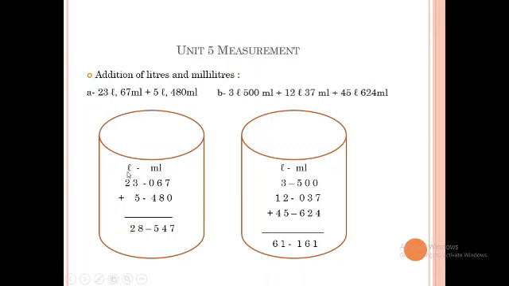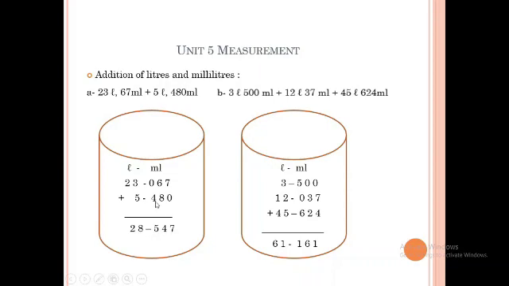So first make the column liters and milliliters. Our first quantity is 23 liter 67 milliliters. So in the column of liter it is 23, and 67 milliliters, and you know how to write 67 because it is only ones and tens, and at the place of 100 you will write 0. The next quantity to add is 5 liter 480 ml. So 5 liter in the column of liters and 480 milliliter.